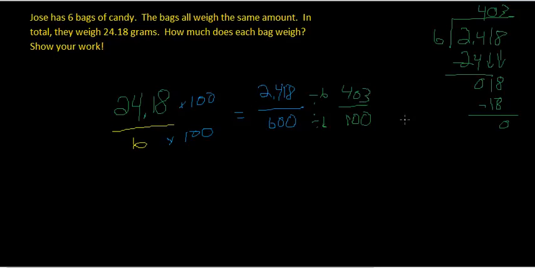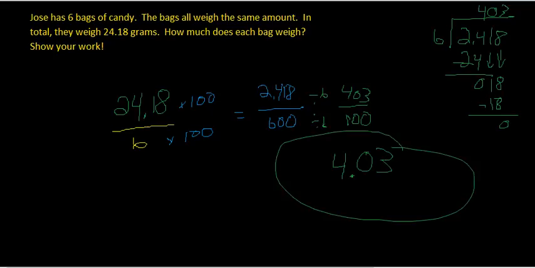Alright, so at this point I see I have 100 and I have 403 hundredths. So if I have 403 hundredths, I have 4 and 3 hundredths, because if I have 400 hundredths, that's 4, and then 3 hundredths is 3 hundredths. So each bag weighs 4 and 3 hundredths of a gram.